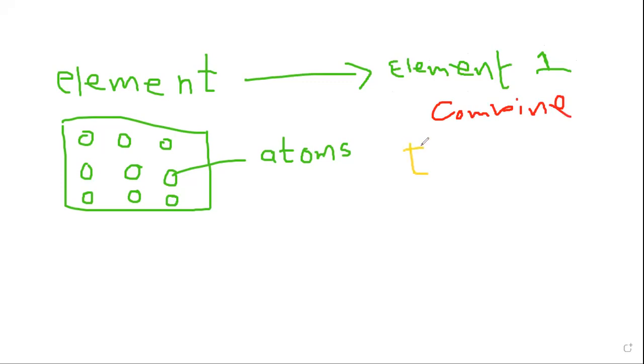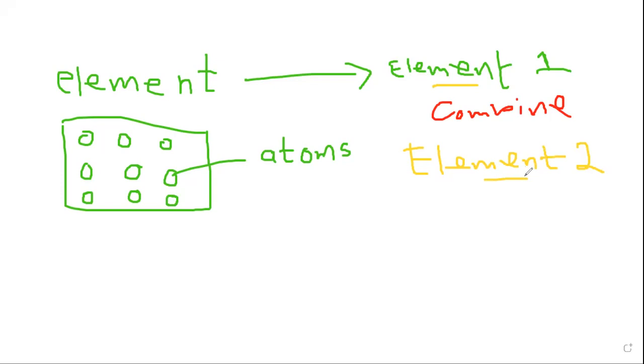So when different elements combine, remember we said an atom is the smallest particle of an element that takes part in a chemical reaction. So it's not these elements that are reacting, but the atoms on the inside of them, because an atom is what reacts.